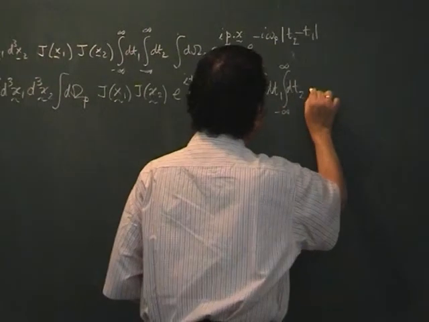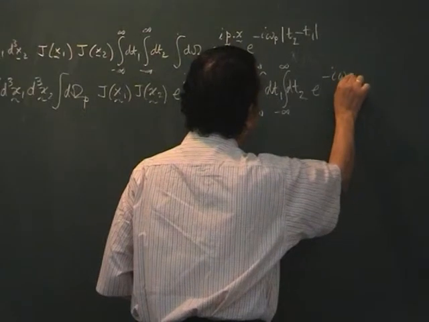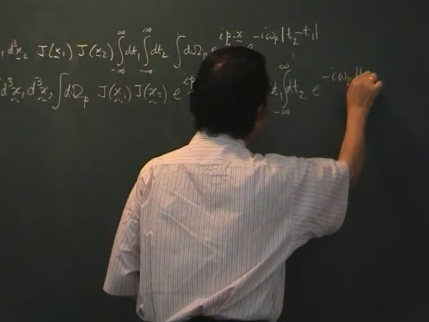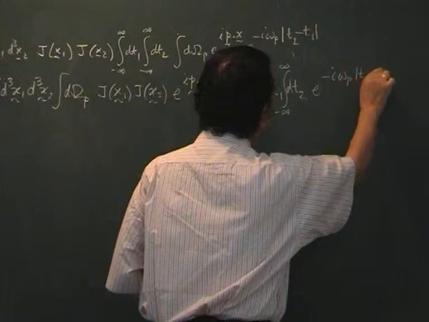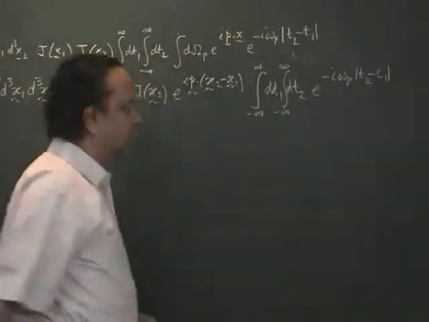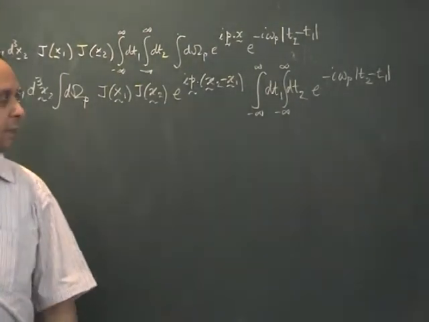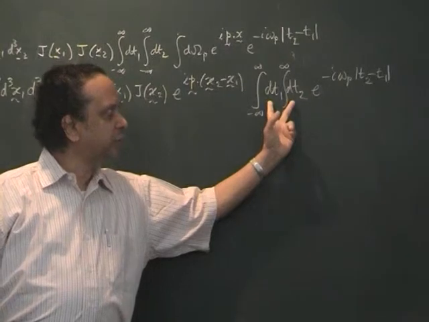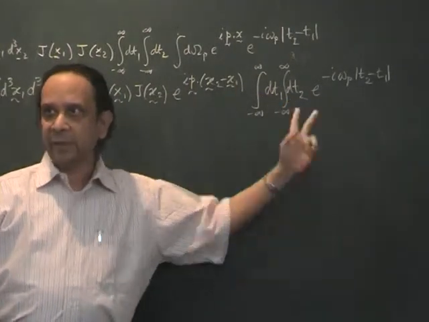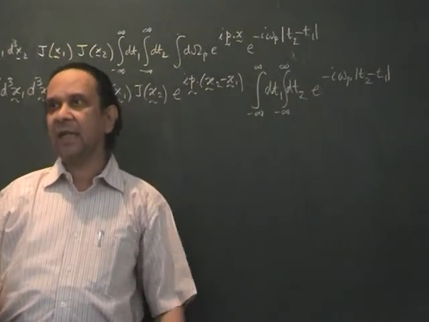e to the minus i omega p modulus of t2 minus t1. Now again, I have to be careful with the signs. I know the final answer, so if the signs go wrong, you sort it out. So this is the integral which I want to do. It is good to change this measure dt1 dt2 to t2 minus t1 and the average time.